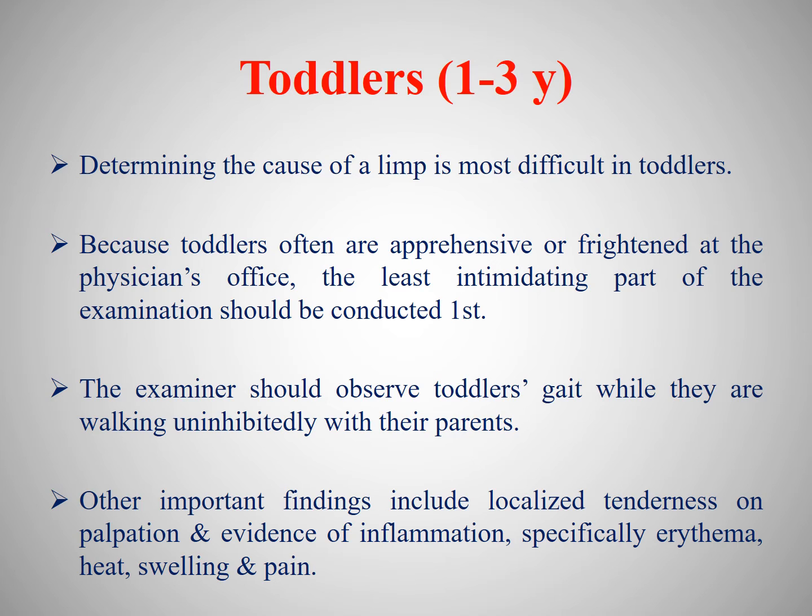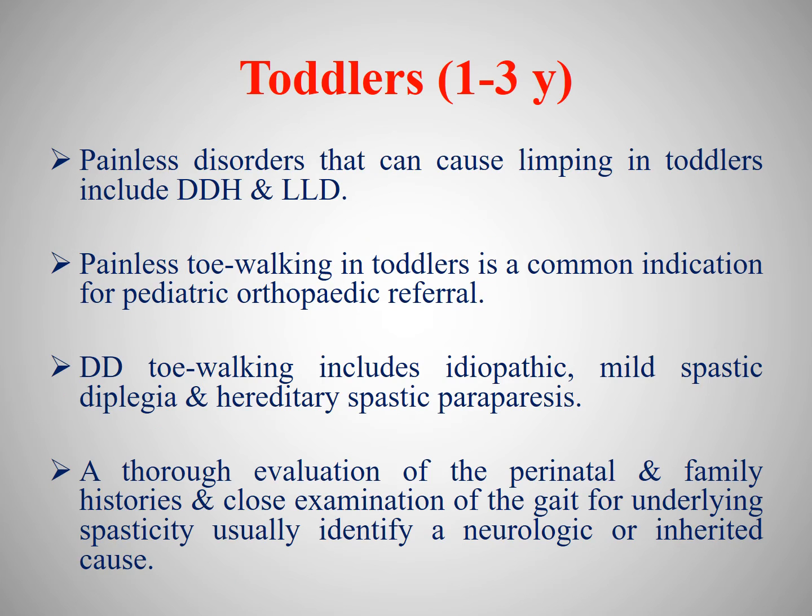The examiner should observe the toddler's gait while they are walking uninhibitedly with their parents at the start of their visit to the clinic. Other important findings include localized tenderness on palpation, evidence of inflammation, specifically erythema, heat, swelling, and pain. Painless disorders that can cause limping in toddlers include DDH and limb length discrepancy.